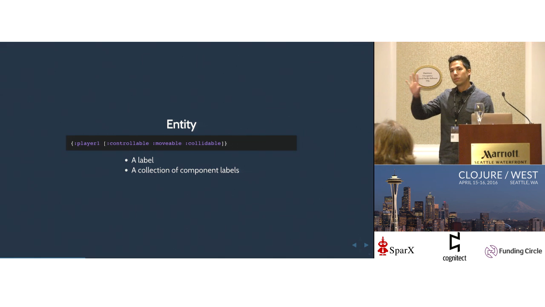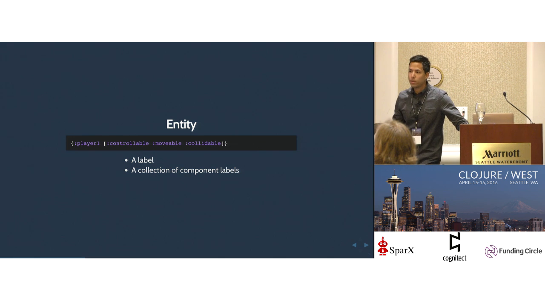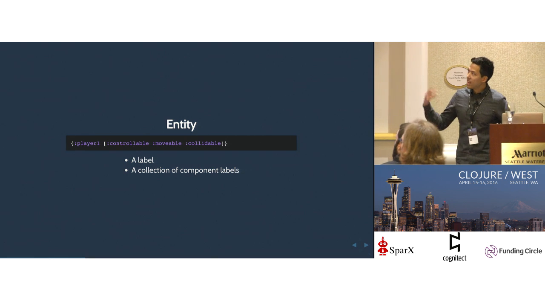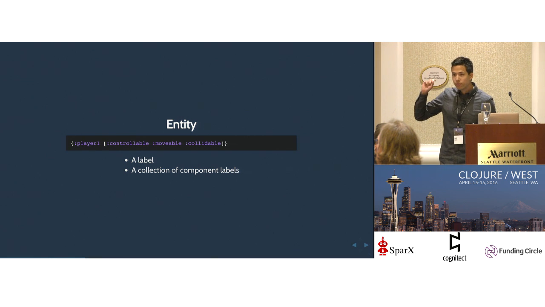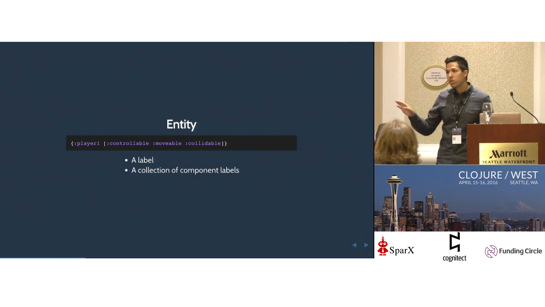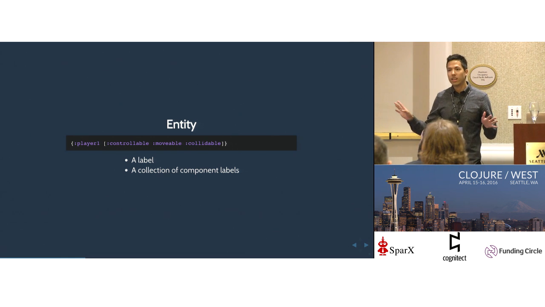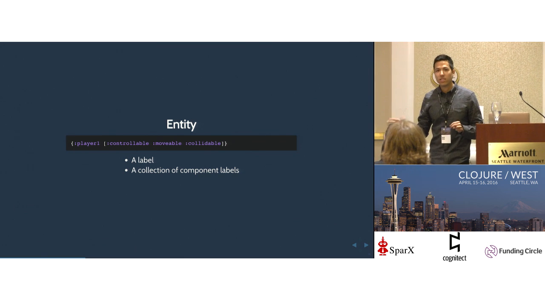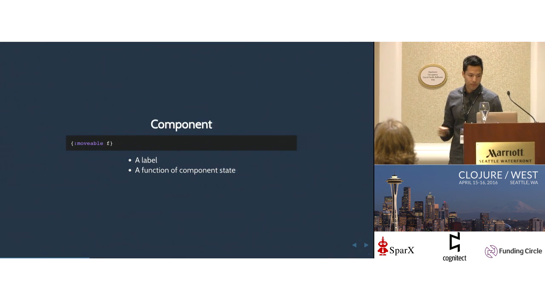And entity component systems are described in many different ways. Here I'm going to take the most functional way that I have thought of to express it. An entity being a label, so player 1, and a collection of component labels. So notice there's no implementation, there's nothing in here. It's just data. All it's saying is that the entity has those 3 components that it's going to participate in.